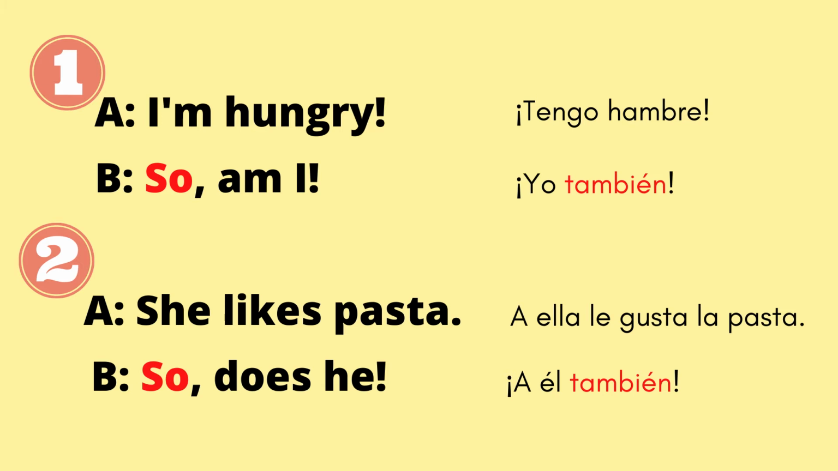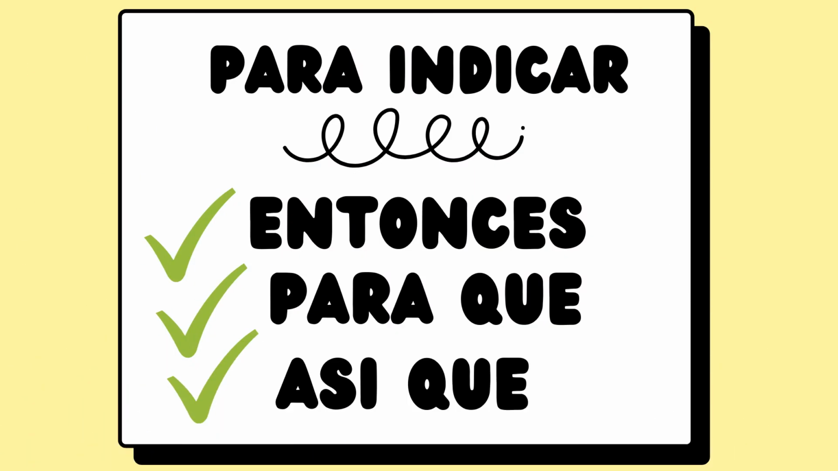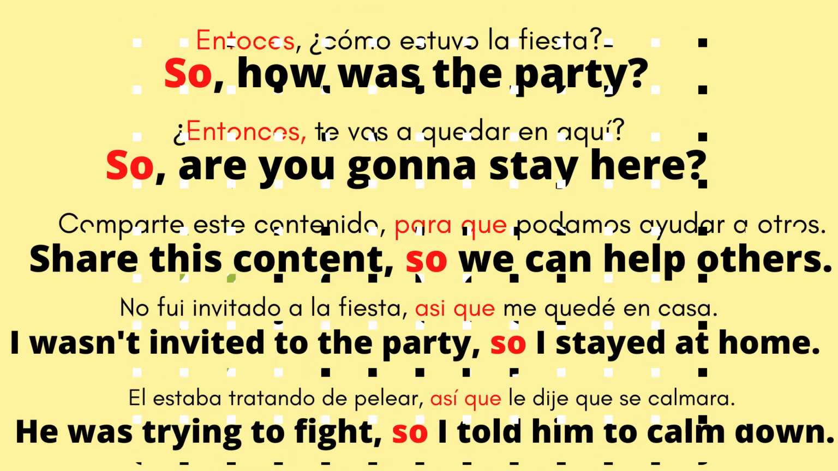Acá dice does porque se refiere a la tercera persona, she. Entonces acá dice, en el segundo ejemplo, she likes pasta. A ella le gusta la pasta. Y respondemos, a él también. So does he. También lo ocupamos para indicar entonces, así que miremos los siguientes ejemplos.